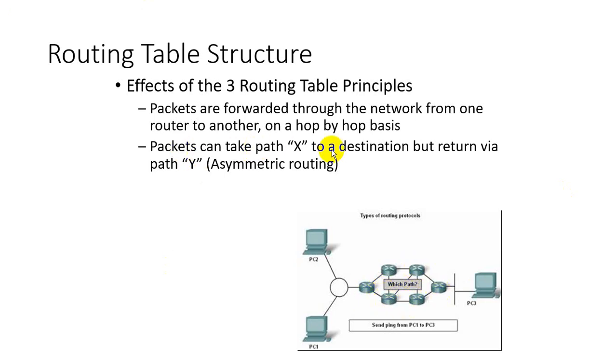Packets can take one path to the destination but return by a different path. So this router can move to this router via this path, but can move from this path as well, or maybe from this path it can reach its source, which is also known as asymmetric routing.